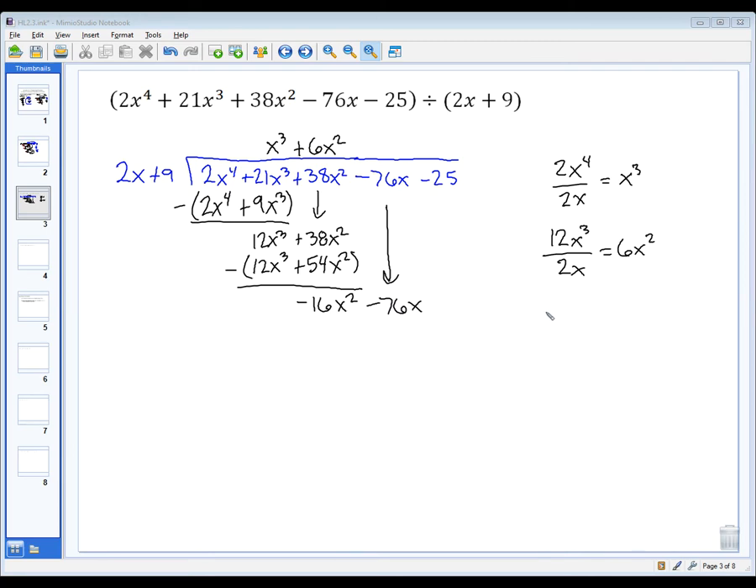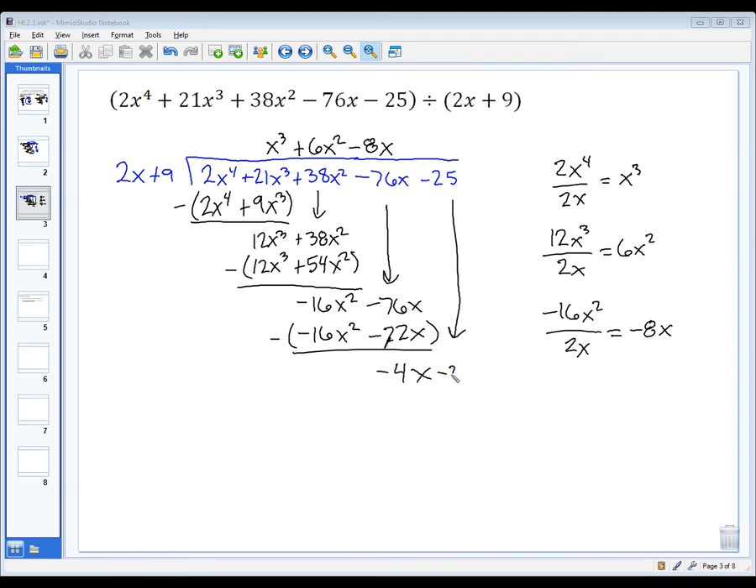Repeat. So that means divide. Take the first term, negative 16x squared, divided by the first term from the divisor, which is 2x. And we get an answer of negative 8x. Put that up at the top. Multiply negative 8x to the divisor, you get negative 16x squared minus 72x. Now we're going to subtract. That will leave us with negative 4x.